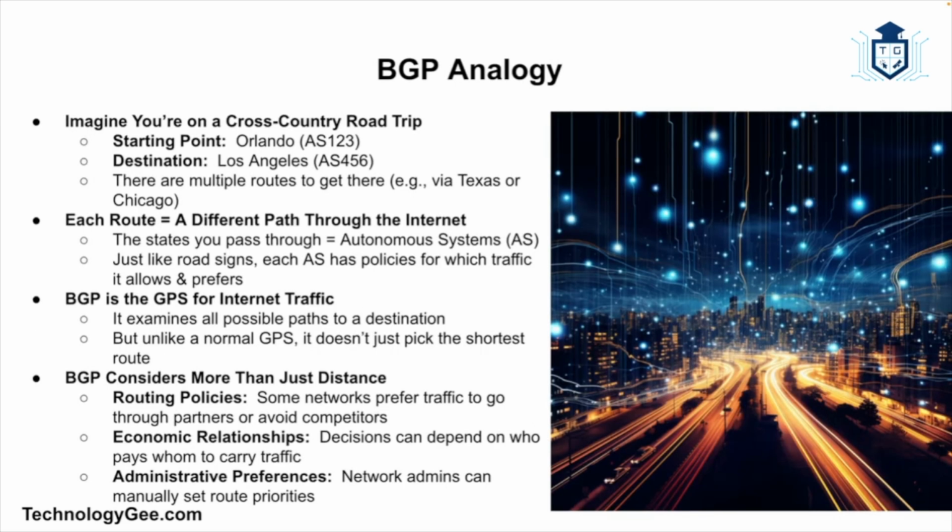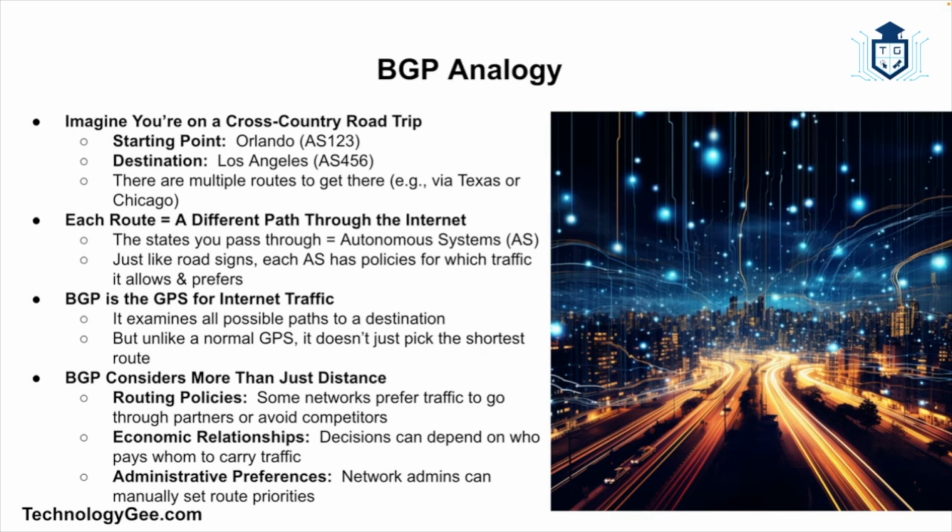All right, so let's bring back this road trip analogy. So let's say you're in Orlando, or Autonomous System 123, and you want to travel to Los Angeles, which is Autonomous System 456. Now, there are multiple ways you can get there. You can go through Texas, or maybe you could swing up north through Chicago. And it doesn't matter which path you take, because each path might take you through a different set of states, aka other autonomous systems.